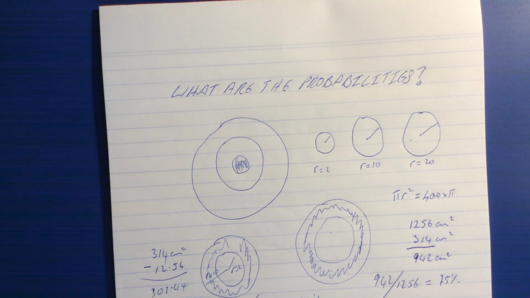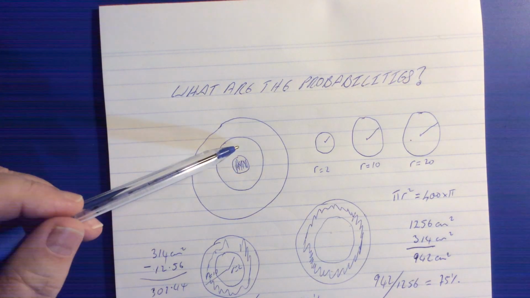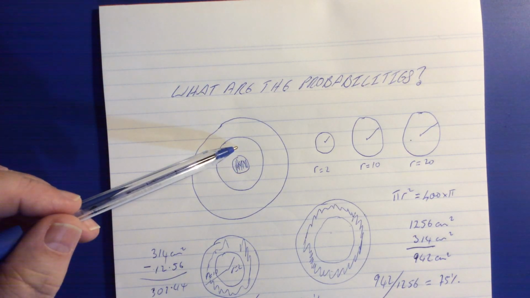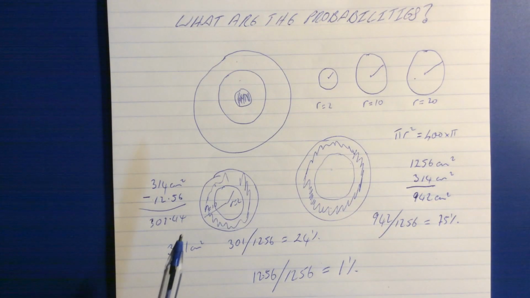So the answer is that you have a 1% chance of hitting this, you have a 24% chance of hitting this, and you have a 75% chance of hitting this. And that is how we calculate the odds.